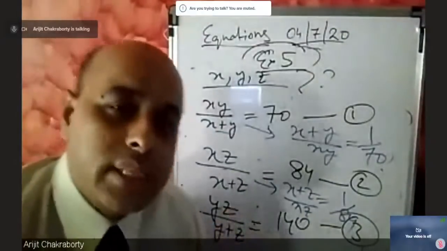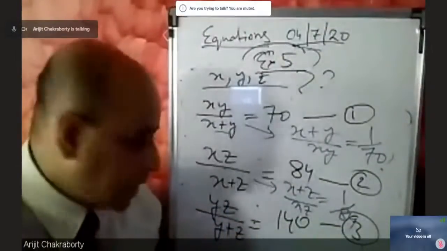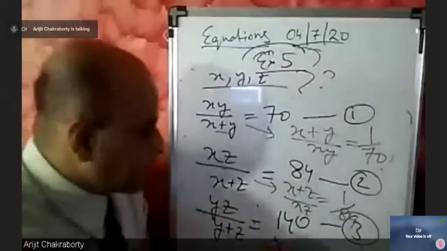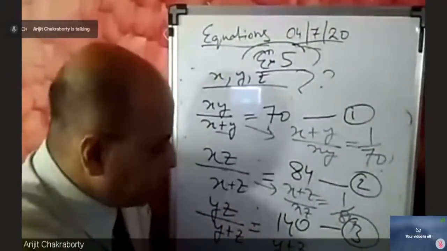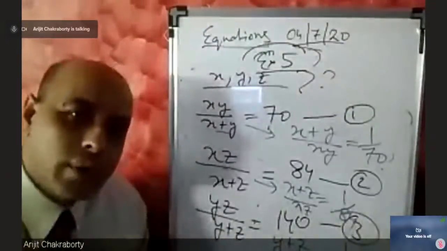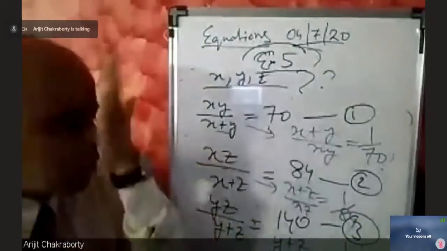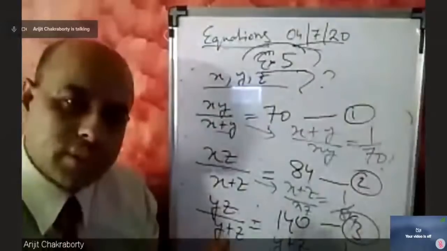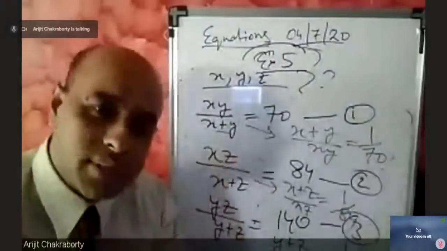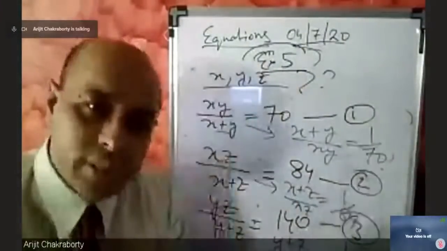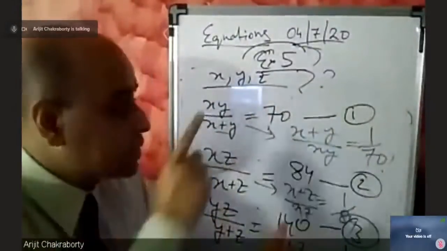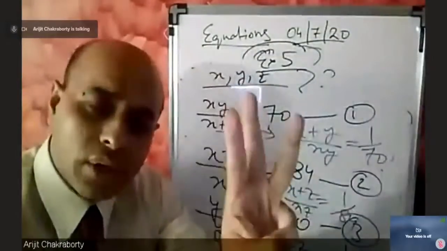And the third equation is yz divided by y plus z is equal to 140. We invert it. So we will get y plus z by yz is equal to 1 divided by 140. So in this step, we have inverted each of the equations. Why have we done it? Is there a purpose? Yes, there is a reason why I have inverted. Now we shall see how this inverting helps us in solving these 3 equations with 3 unknowns.